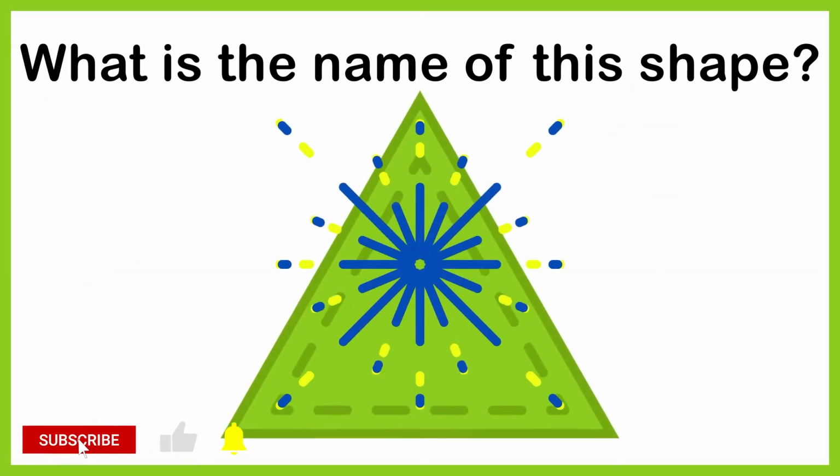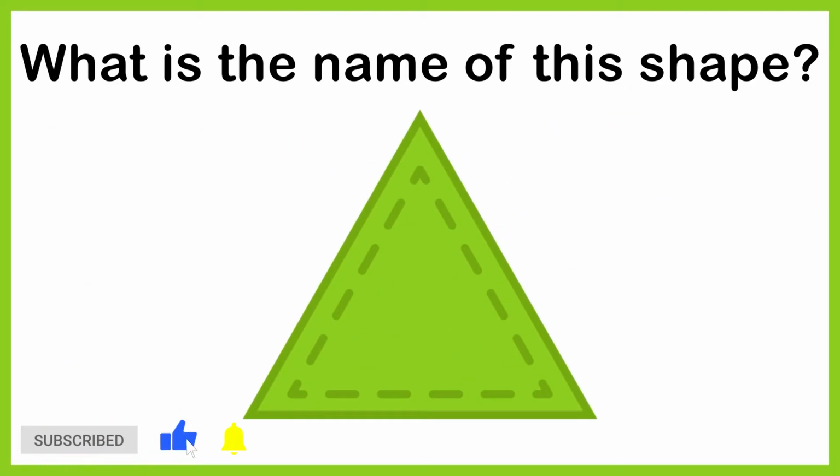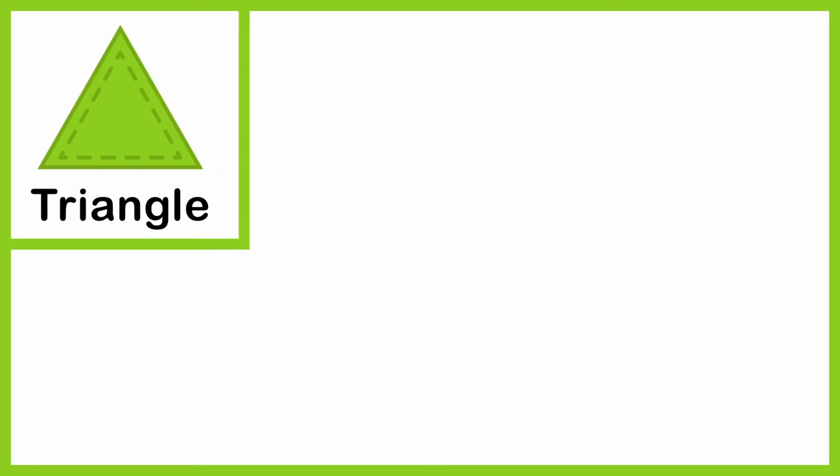What is the name of this shape? It has 3 corners and 3 sides. It's a triangle. What can we find that are triangles?